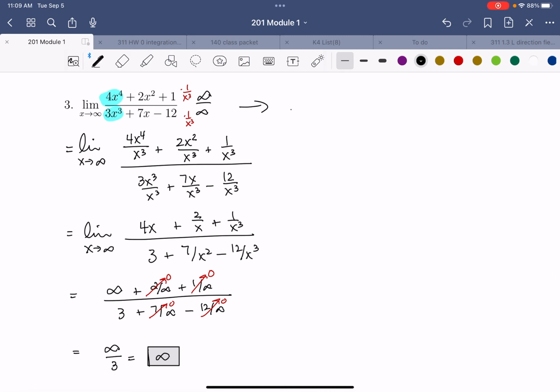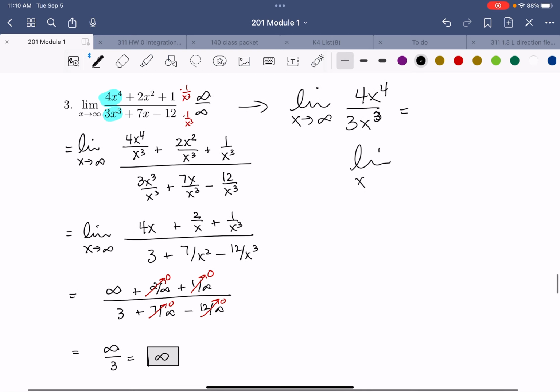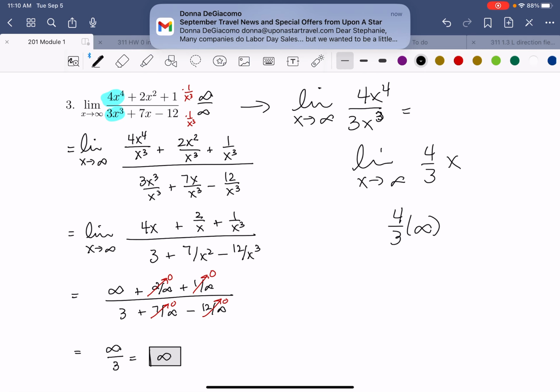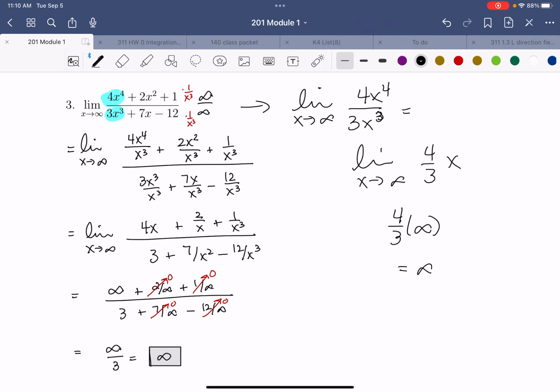And the way that you can tell which one it goes to, positive or negative infinity, you can kind of simplify this down and make it the limit as x goes to infinity of just those 2 leading terms. So 4x to the 4th over 3x cubed. And if you reduce that, that's the limit as x goes to infinity of 4/3 x. And when you plug in your infinity, that's just 4/3 times infinity, which is just infinity.